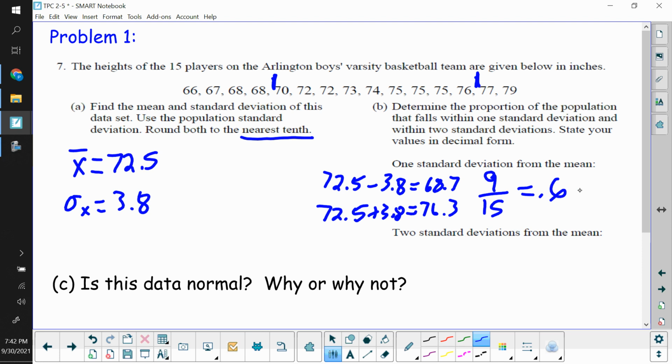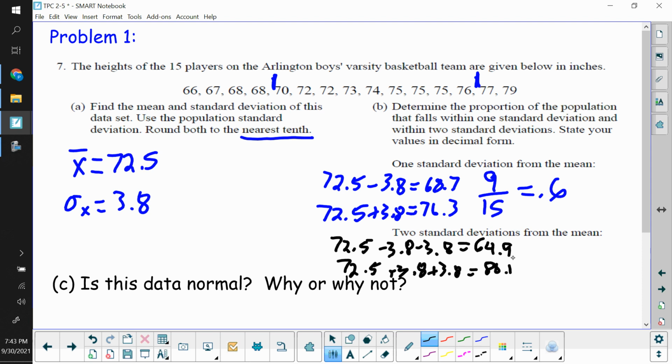So keep in mind how that compares to the normal distribution that we just talked about. And we'll get back to that in a second. Now we're going to do it for 2 standard deviations. So we're going to take the 72.5 and we'll subtract 3.8 twice. When we subtract it twice, we'll get 64.9. Then we'll take the standard deviation and we'll add it twice. And we'll get 80.1.